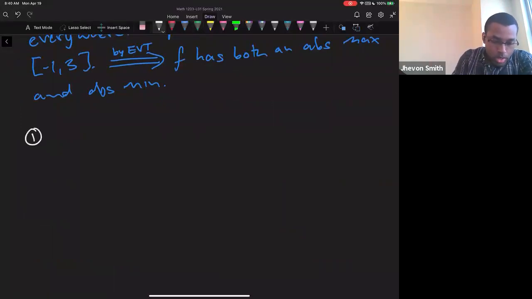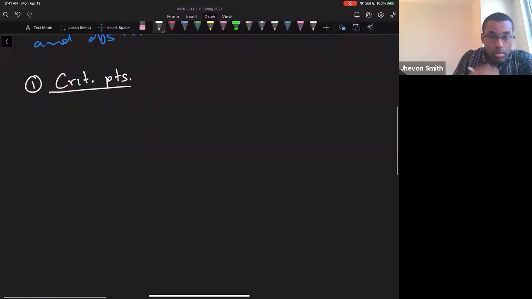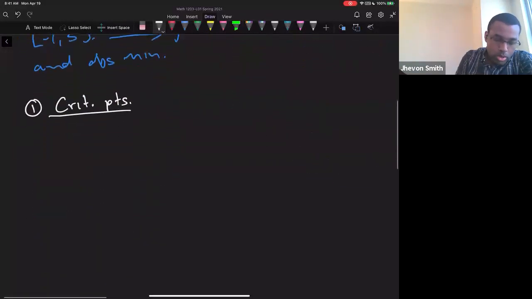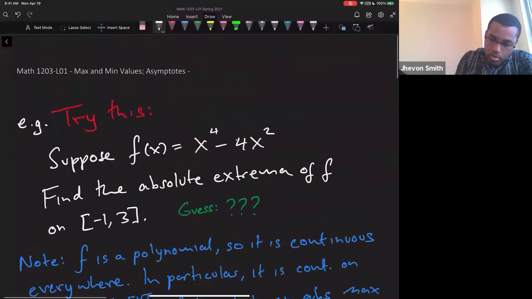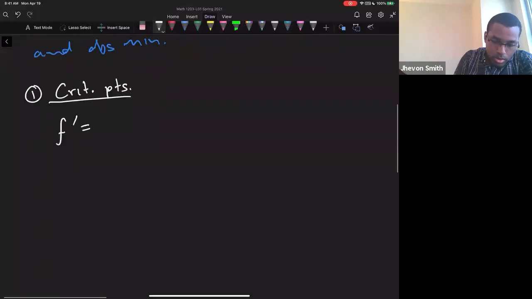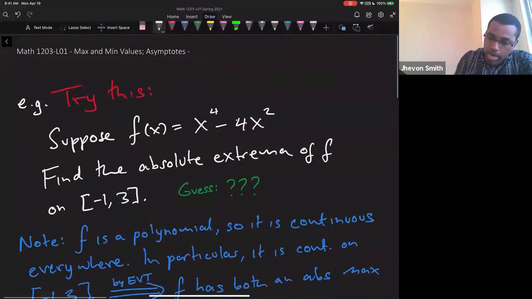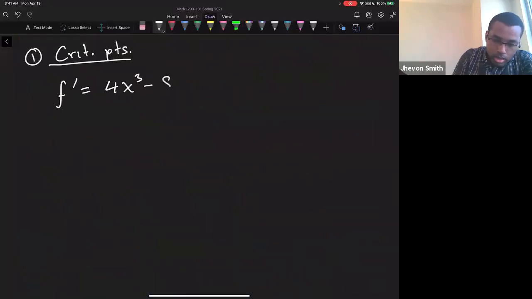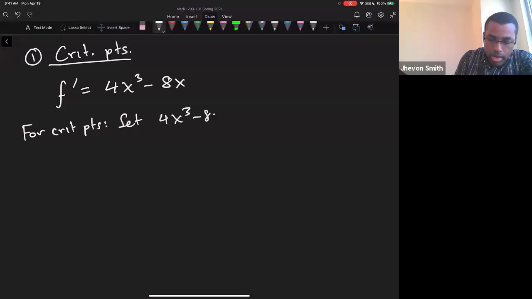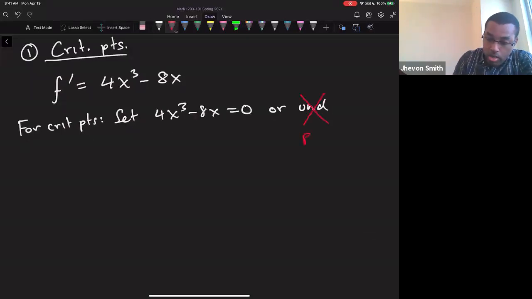So the first thing we want to do is find the critical points. To find the critical points, we're going to find F prime. F prime is equal to 4x cubed minus 8x. And for critical points, you're going to set 4x cubed minus 8x equals 0 or undefined. It's never undefined, it's a polynomial.